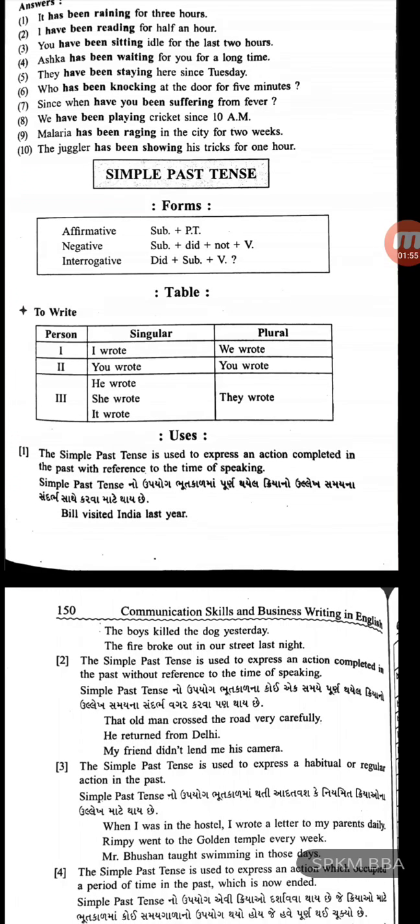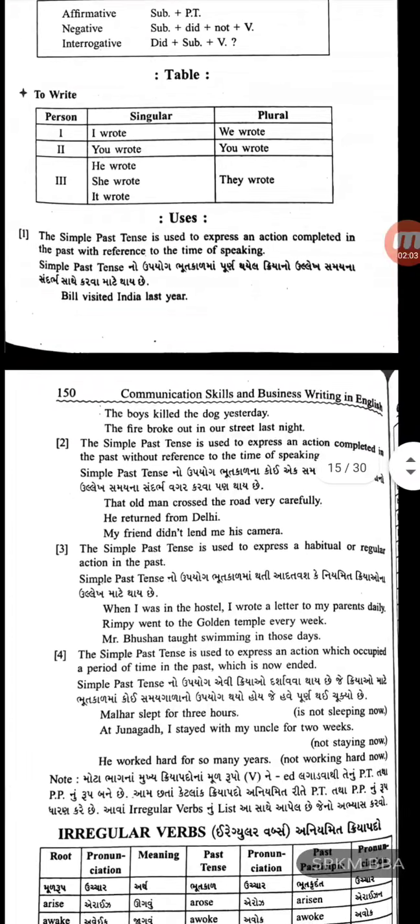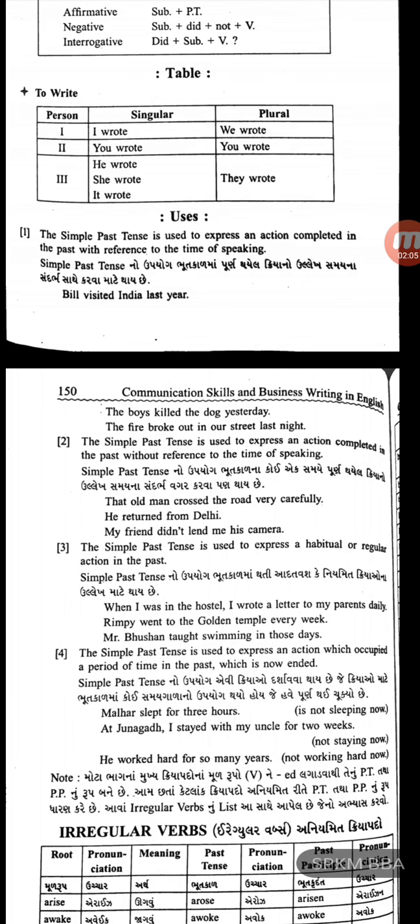Simple past tense is also used to express habitual or irregular actions in the past. Simple past tense is used to express actions which occupied a period of time in the past which is now ended. So generally these are the uses of the simple past tense.